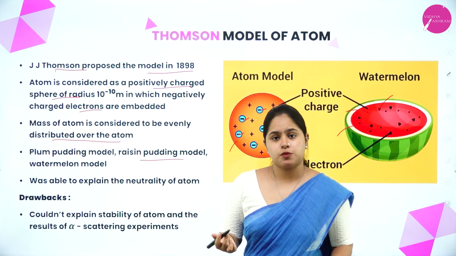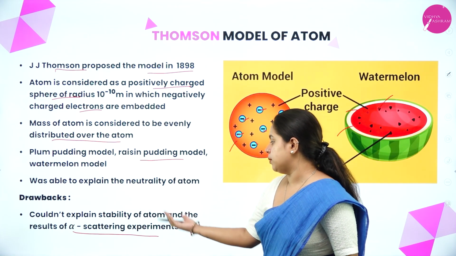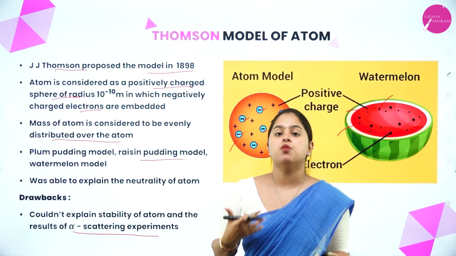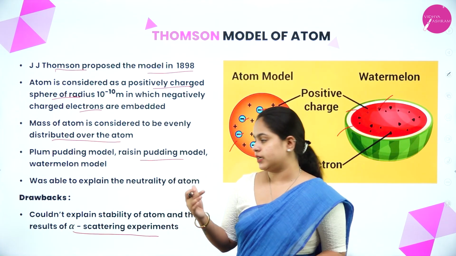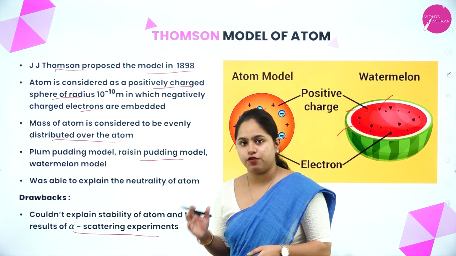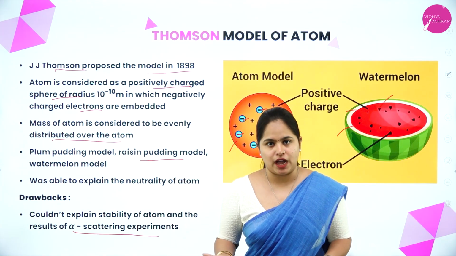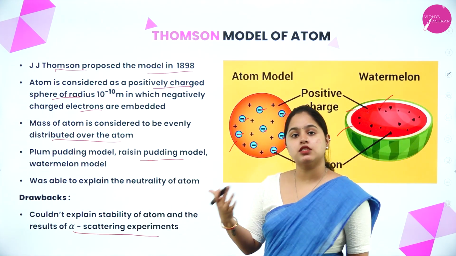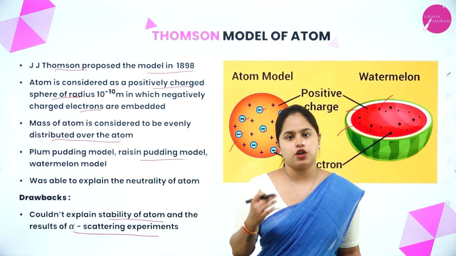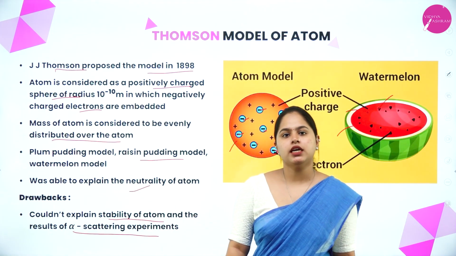But he could not explain the results of alpha scattering experiments, and he was not able to explain the stability of the atom. So after Thomson proposed his model of atom, Rutherford conducted alpha ray scattering experiments. The results that he obtained were not applicable to this Thomson model of atom, so it couldn't explain the results of the alpha ray scattering experiment. He was also not able to explain the stability of the atom, right? But he was able to explain the neutrality of atom.